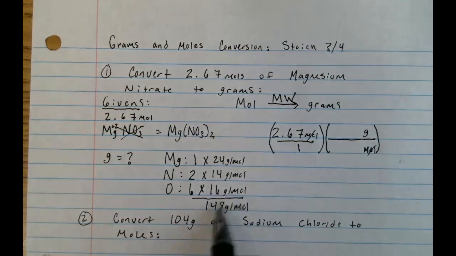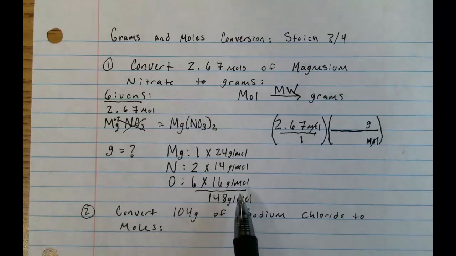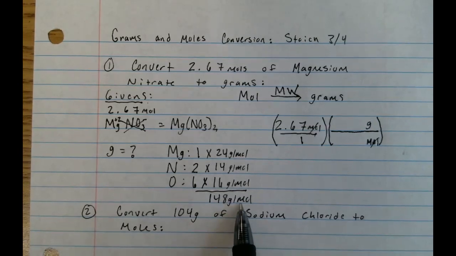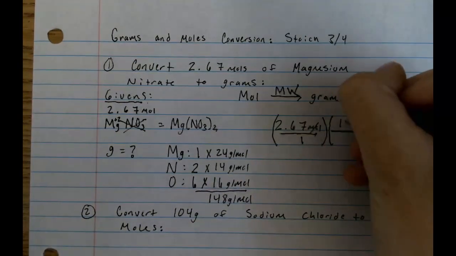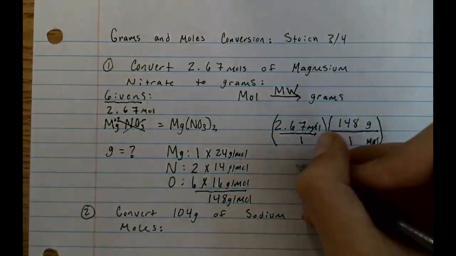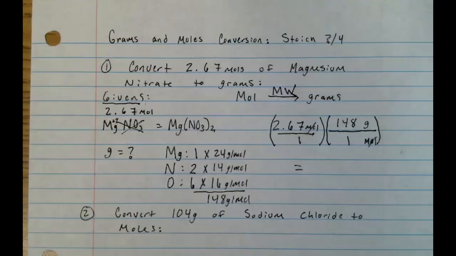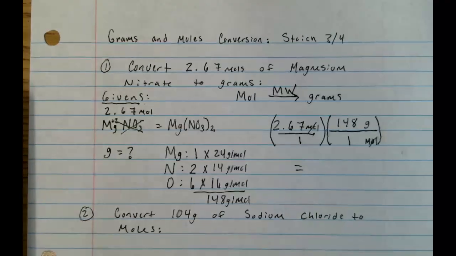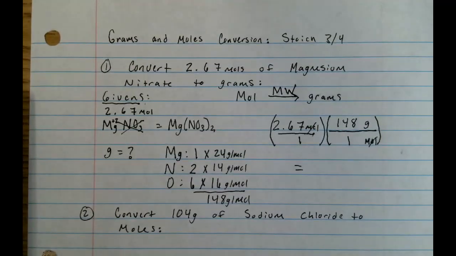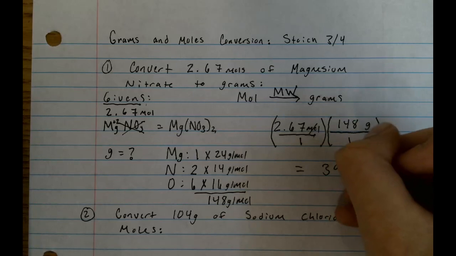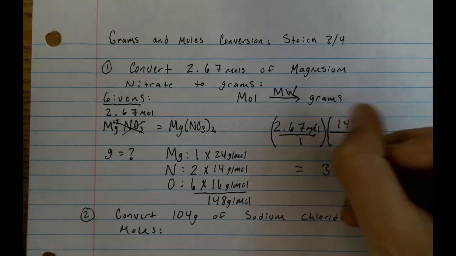So now you want to go to your molecular weight and match the numbers. Your molecular weight is saying that there are 148 grams for every 1 mole. So 148 goes with grams and 1 goes with mole. Then we just multiply these numbers together to tell you how many grams are in 2.67 moles of magnesium nitrate. And with 3 sig figs, we should get 395 grams.